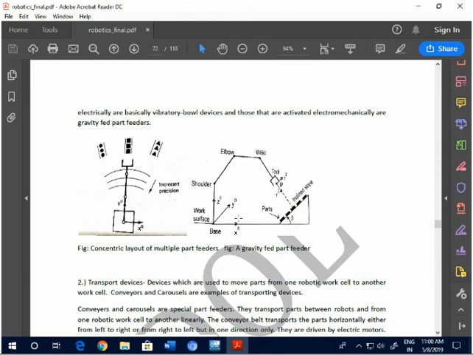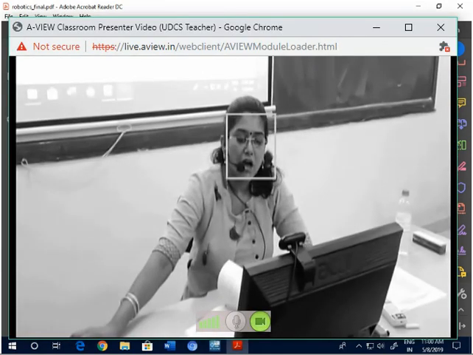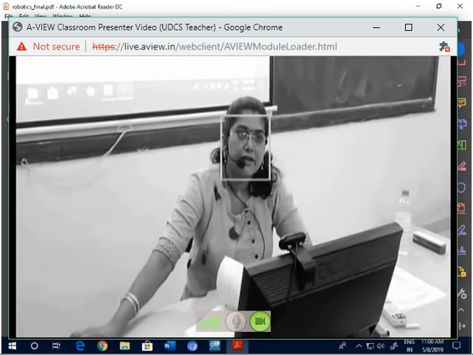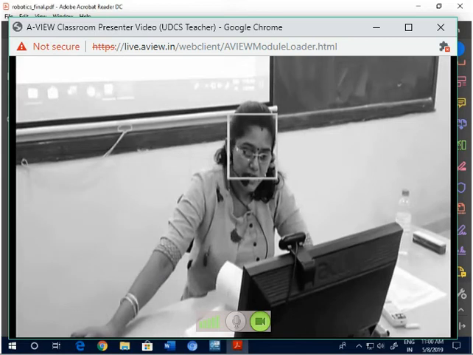Okay, transport devices are normally used to move the part from one robotic work cell to another robotic work cell. Conveyor belts and carousels are examples of transporting devices. Conveyor belts and carousels are special part feeders. They transport parts between robots from one robotic work cell to another linearly.